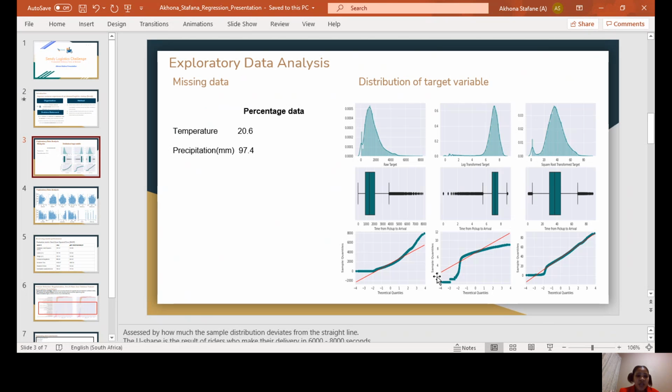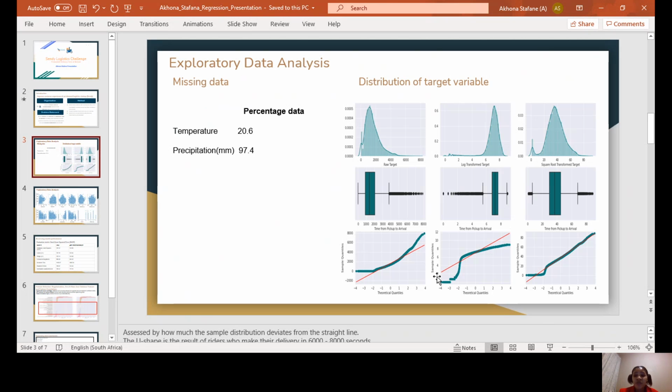While doing the exploratory data analysis, EDA, there were missing variable data. Temperature was missing 20.6% of the data, while precipitation was missing 97%, which means that temperature was then discarded while precipitation was imputed for model building.